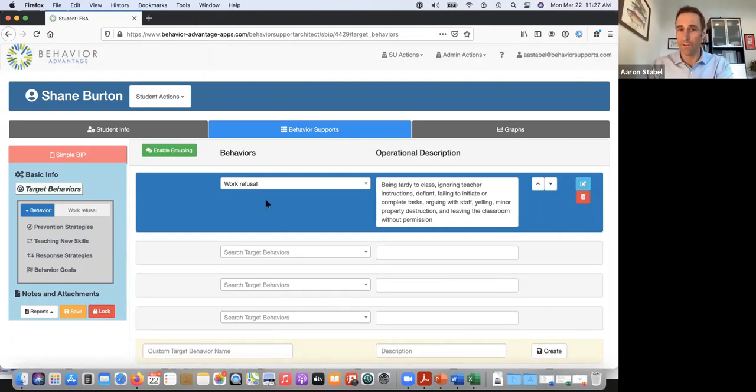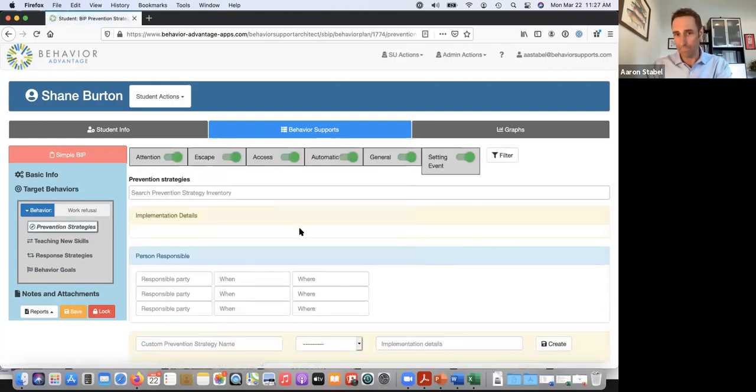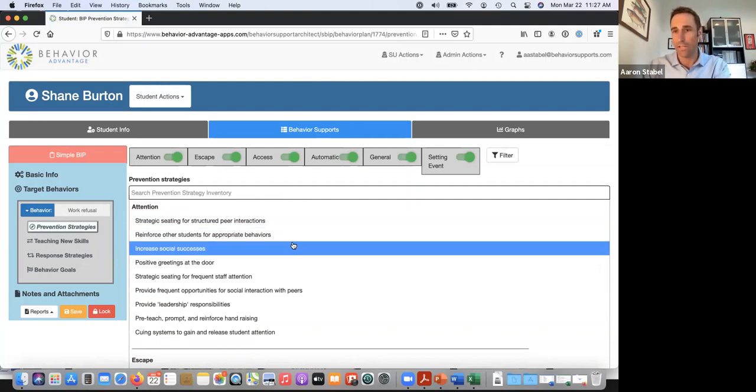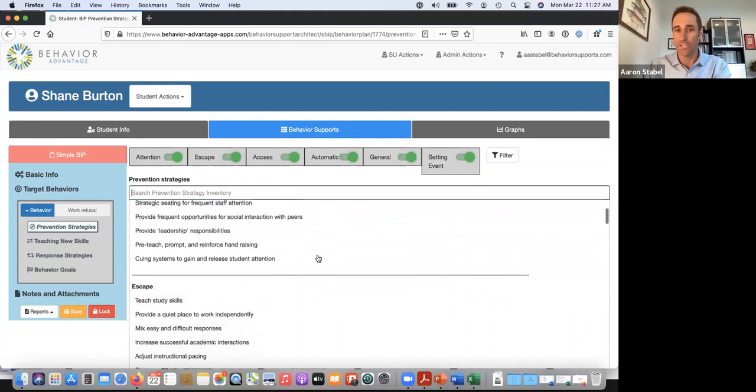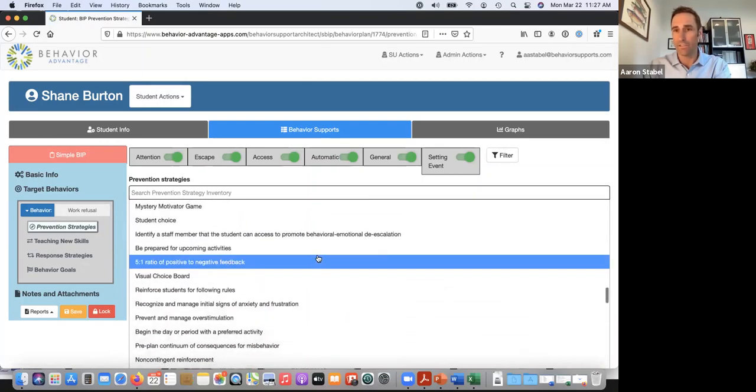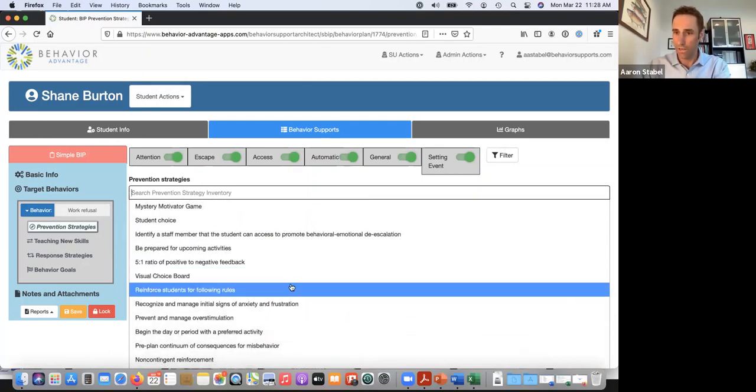Let's build a simple behavior intervention plan for Shane based on his needs to prevent, teach, and respond to future behavior problems. So based on everything we looked at, we could consider prevention first. If I click on the prevention strategies search field here, your toolbox of evidence-based prevention strategies has just exploded, and it's categorized by function: attention, escape, avoidance, access, automatic, and a long list of effective general prevention strategies.